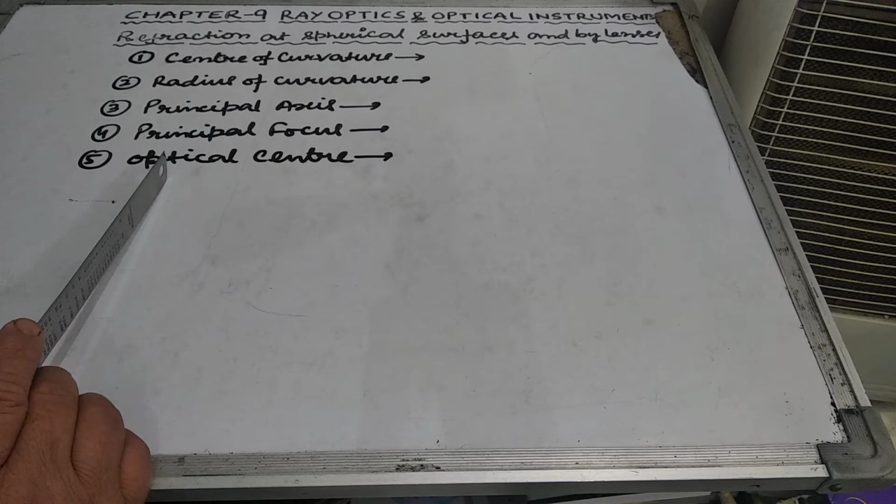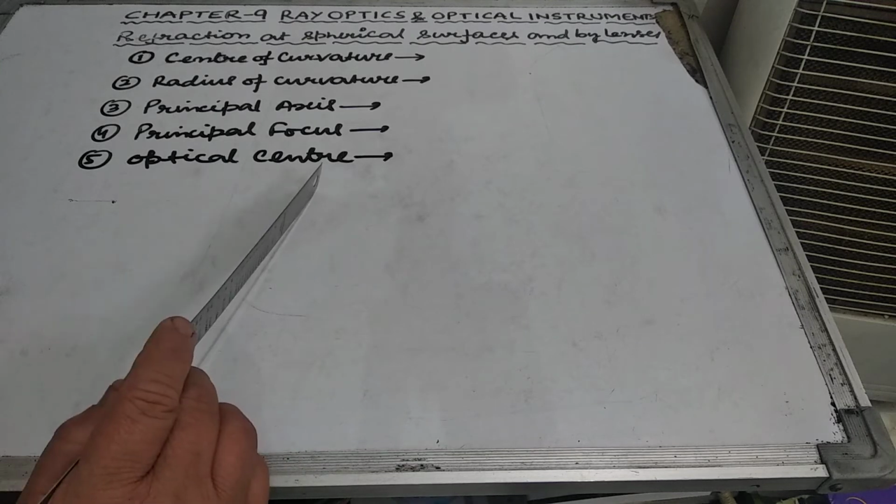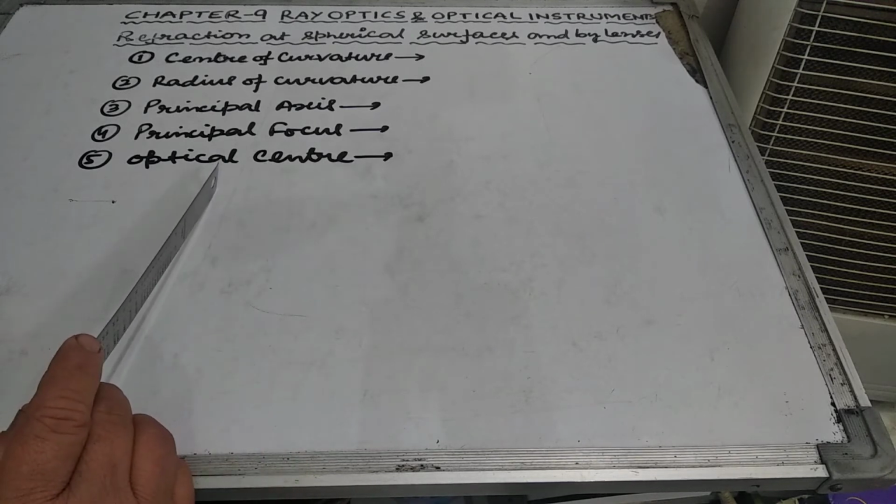It is the point which is situated within the lens through which a ray of light passes undeviated.